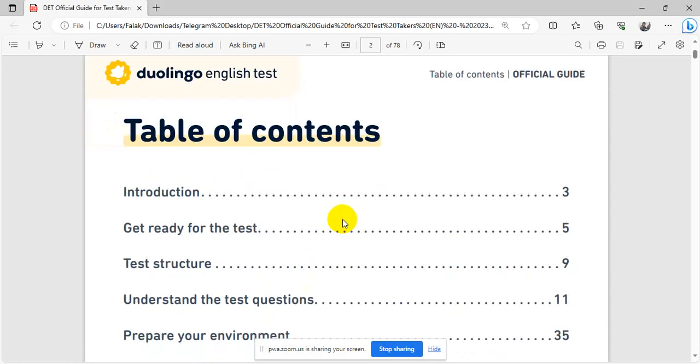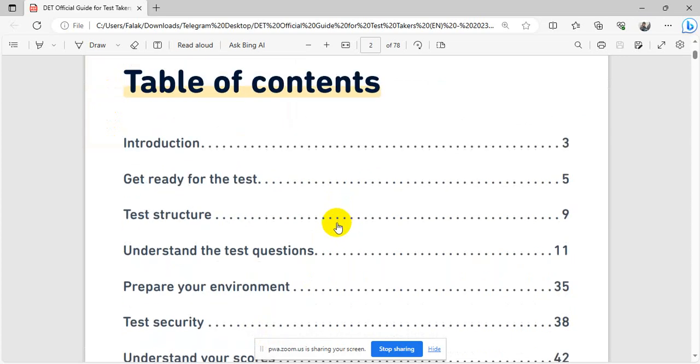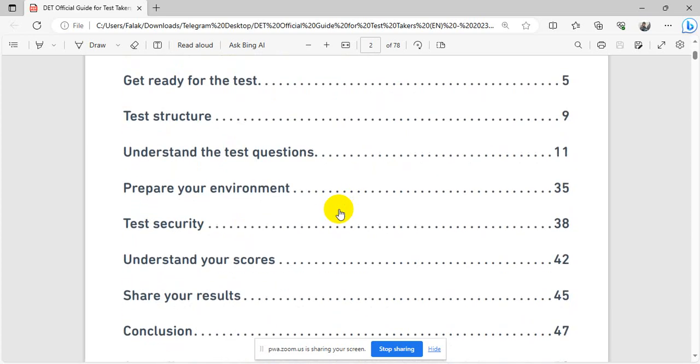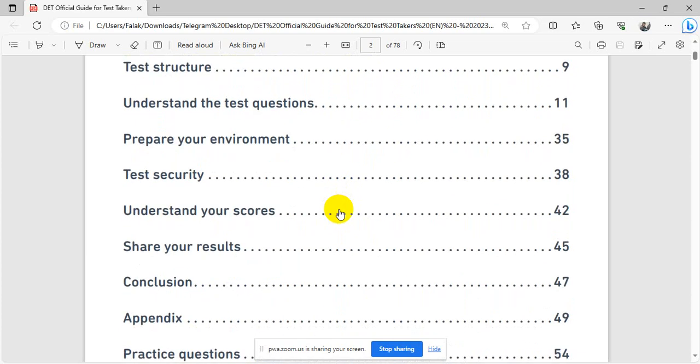As you can see on the screen, I'm showing the table of contents. Let's explore the table of contents and just have a look at all the goals that we have through the entire book and the things that we are going to learn. First, we are going to have an introduction to the Duolingo test. Then we will explore how to get ready for the test, some strategies, and then we have the test structure, and then understanding the test questions. It means one by one, we will explore all the question types that you will face on the real test. And then prepare your environment.